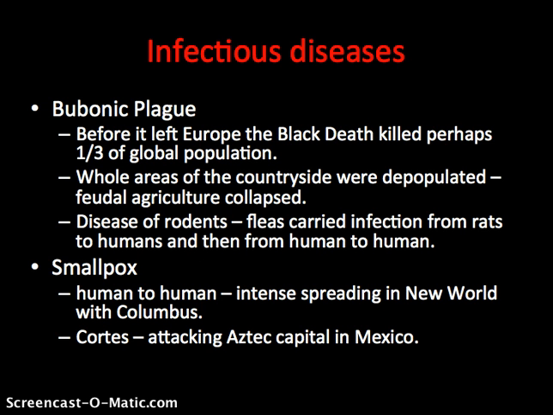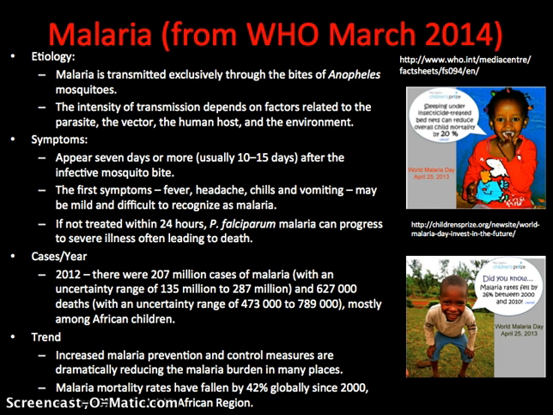So I'm going to go through some contemporary issues with varying diseases. I'll start with malaria. Malaria is transmitted exclusively through the bites of a particular type of mosquito. The intensity of transmission depends on a number of factors related to the parasite, the vector, the human host, as well as the environment. Symptoms will appear in 7 days or more, usually 10 to 15 days after the infective mosquito bite occurs. Now, this is important because many of these same symptoms that are listed here are the same symptoms of Ebola. And with the outbreak through 2014, we see these same types of symptoms potentially being misdiagnosed, as shown in the October 2014 film by Vice.